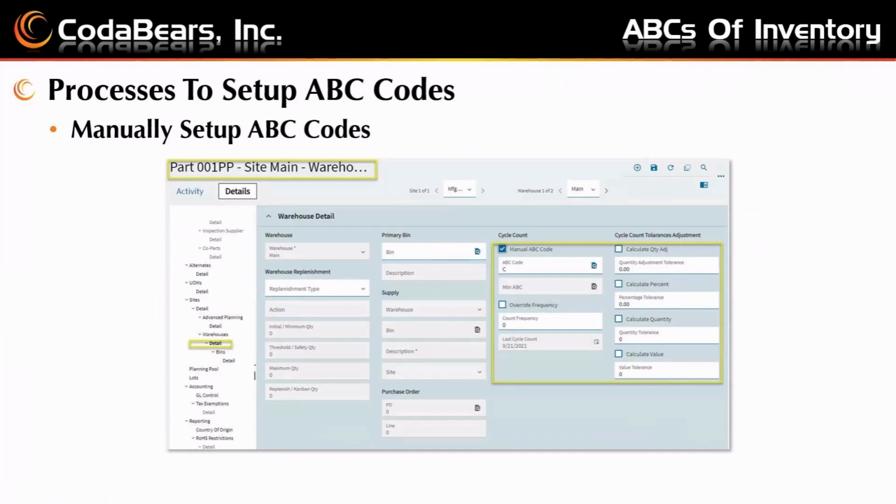You can also manually set up ABC codes. The last option would be to use part entry and get to the part site warehouse detail cycle count area, as shown here in your Epicor menu and cards. You can then check the box for manual ABC code. Checking this box enables the related ABC code fields to allow you to make changes. Using this manual process may be an option if you only need to change a few parts, since it is only one part at a time. Maybe only a few parts are incorrect for what code you want them to be, or maybe you want to start with only a few parts in your cycle count.